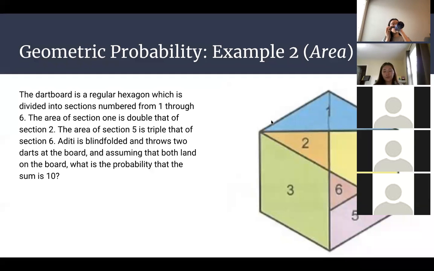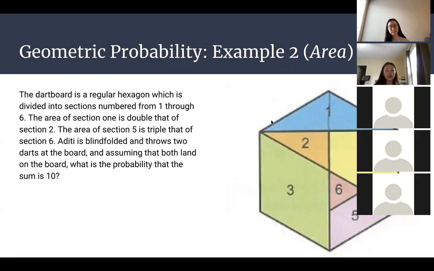What does it mean, sum is 10? Does it mean dart 1 lands on section 6 and dart 2 lands on section 4, and that the sum is 10? Mhm. Yeah. Oh, okay. So that means the... okay, never mind.